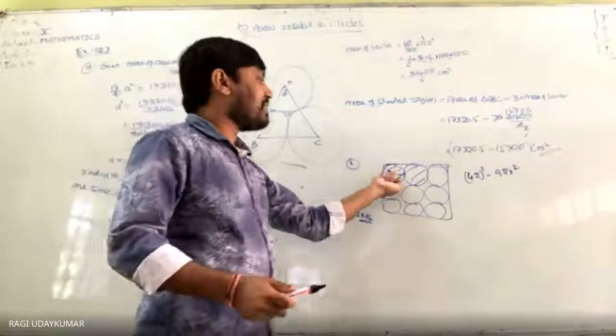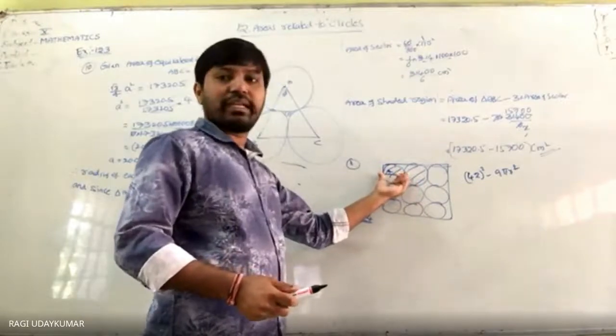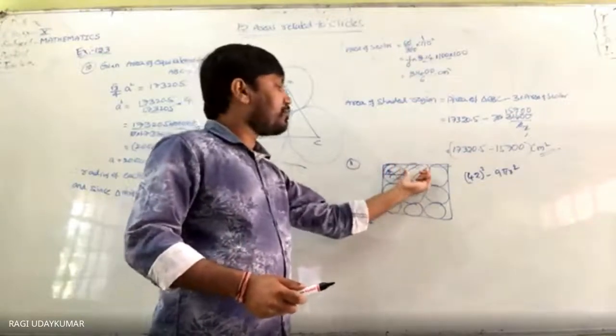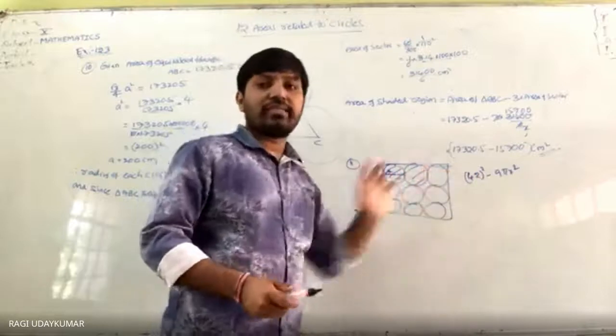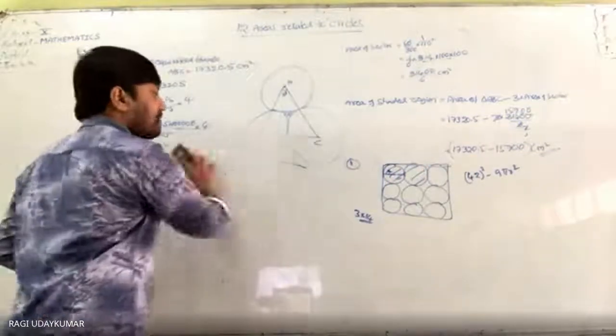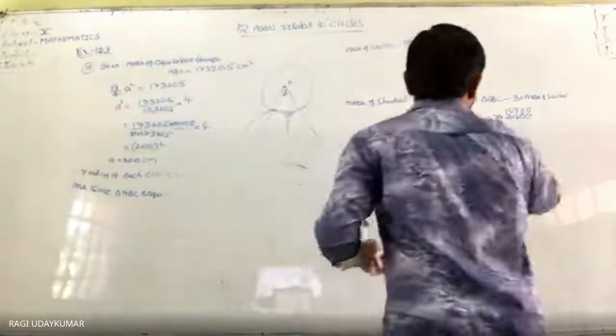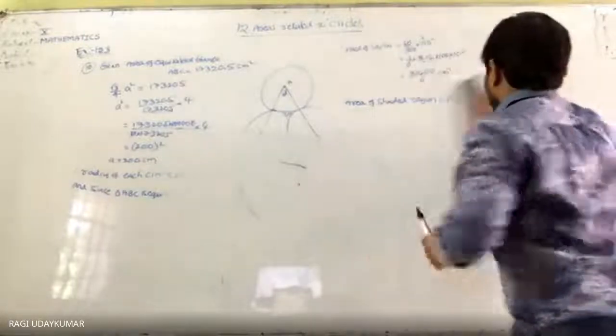The radius is 7 centimeters here and 7 centimeters here. The diameter is 14, so 14 here, 14 here, and 14 here. Then the total length will become 42. So it is a very simple question. Next, let's move on. The 12th question is a little bit different, and I am going to explain it now.